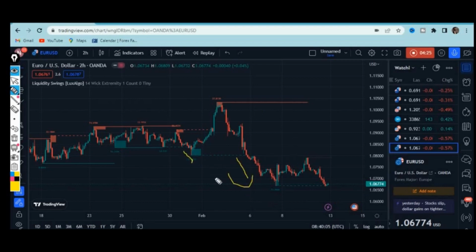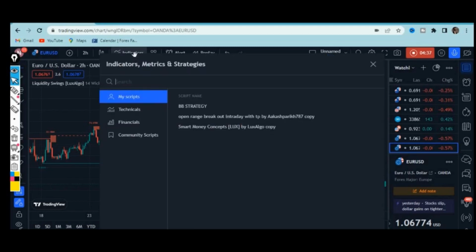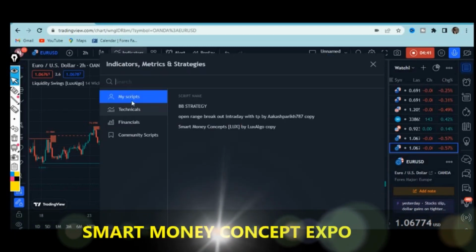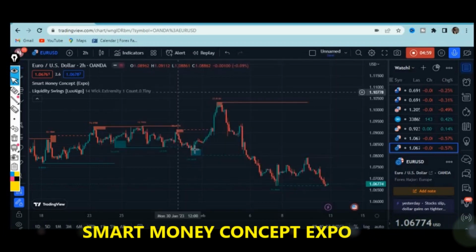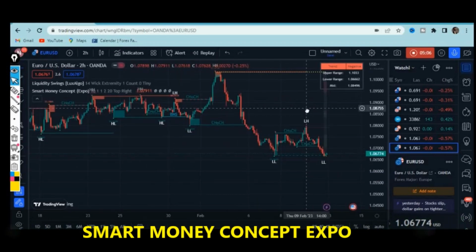So what are you really supposed to know? Whether to look for a buying opportunity or to look for continuation. This is where market structure falls in place. So guys, let's add the second indicator right here. We're just going to use Smart Money Concept. Click on it. We're just going to use the default settings right here.